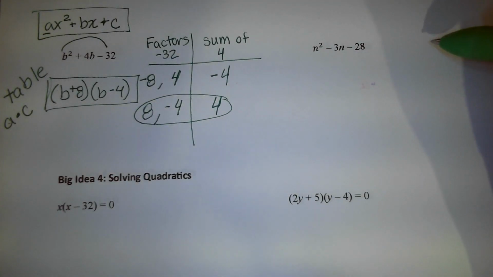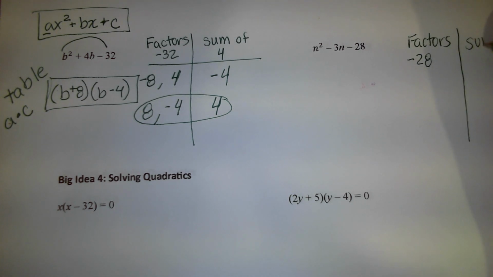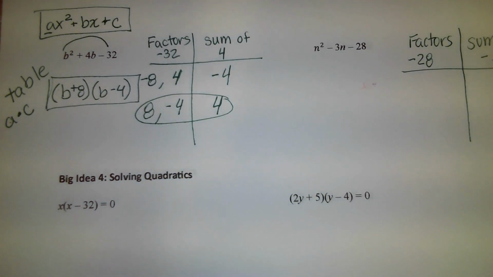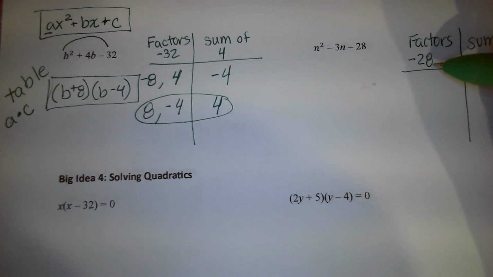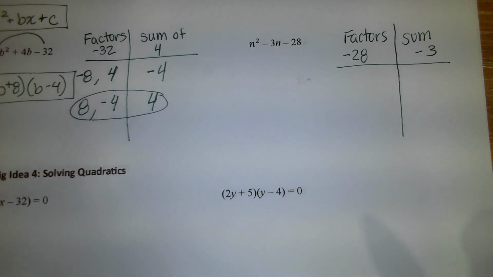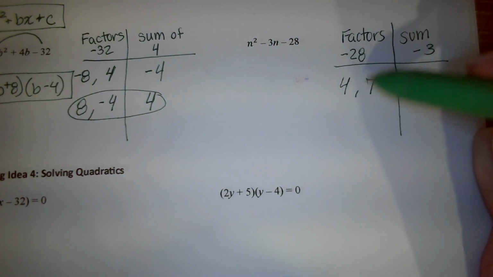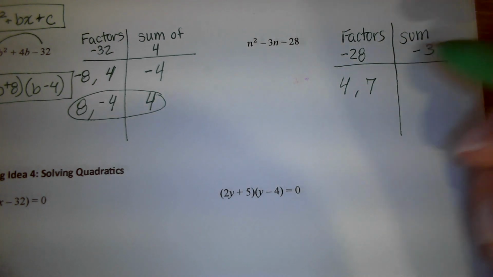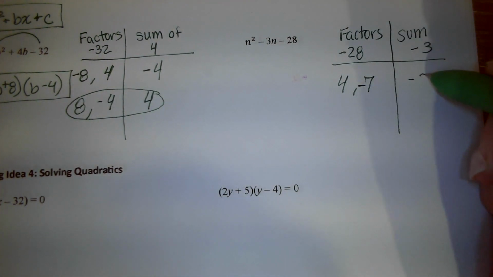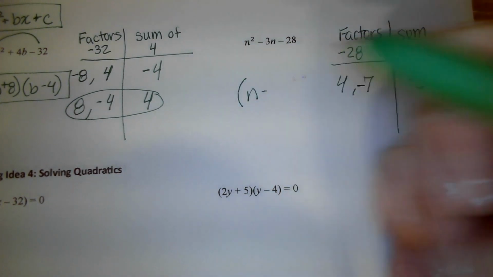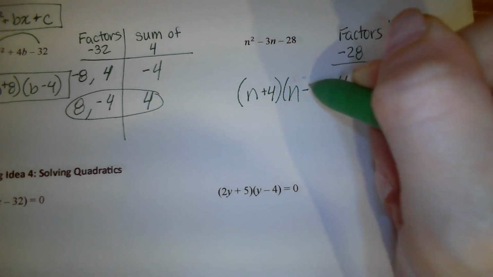This time, n is our variable. So we want to find factors of negative 28 that have a sum of negative 3. Now, if I'm thinking of factors of negative 28, if it's going to be a negative product, I need to have one negative, one positive factor. But the negative should be larger because when I add them together, I want my answer to be negative. So let's think about 28. We can do 4 times 7. Now, one of those needs to be negative to make it equal negative 28, and I want my sum to be negative, so the larger number should be negative. And then when I add them together, I get negative 3. So my answer would be n plus 4 times n minus 7.